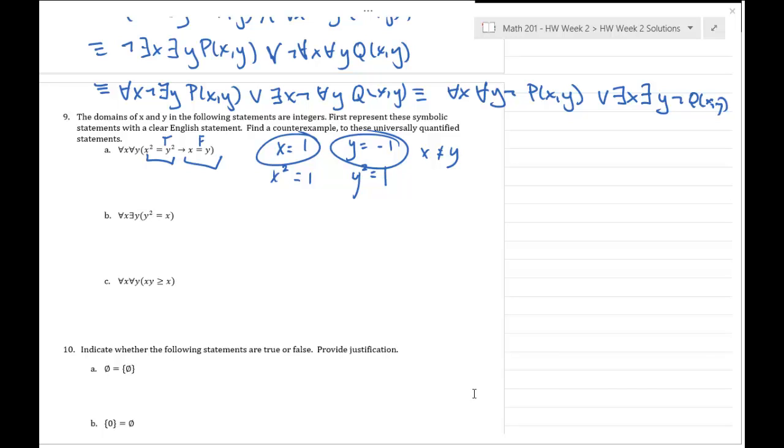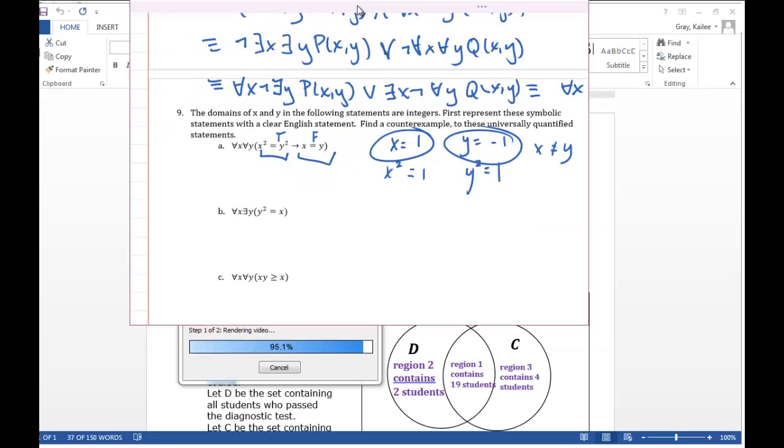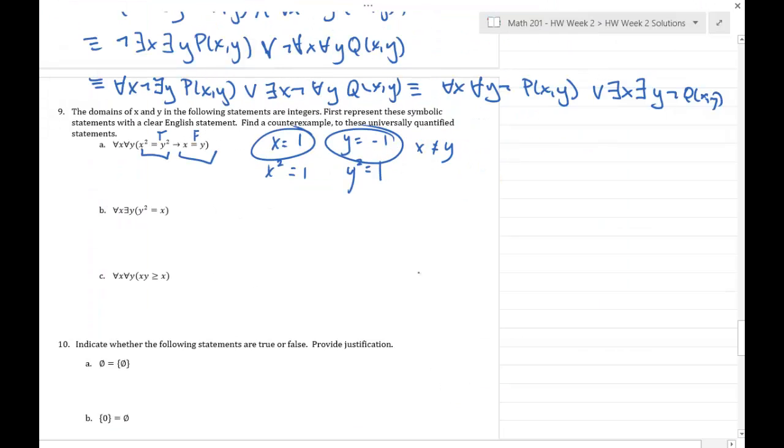We are working on number 9, part B from the homework assigned during week 2. We're trying to determine why the given statements in A, B, and C are false. So we're trying to find specific values in our domain, which is all integers. We want to find specific values of x and y that show that this statement in part B is false. First we need to understand what the statement is saying to find these counterexamples.